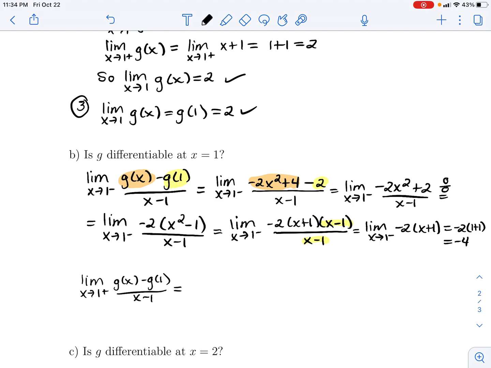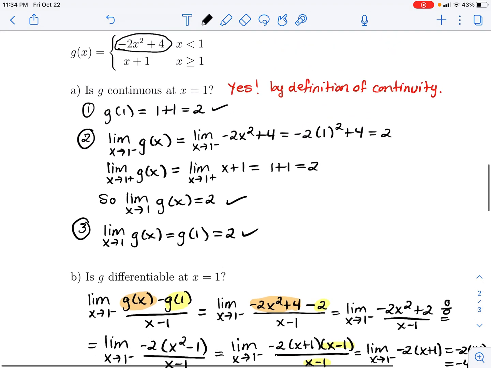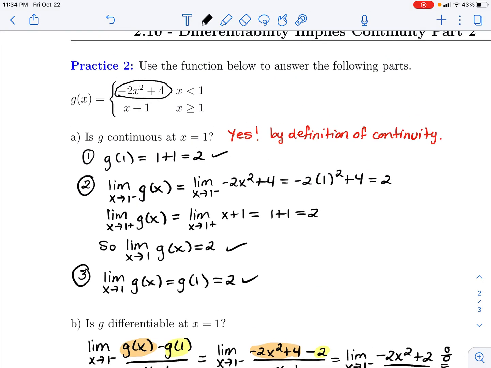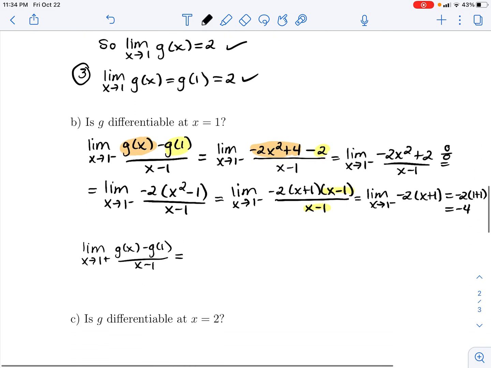Okay, so now we'll consider the right-handed limit. But in this case, I'm not going to use the same g of x, right? Because I'm approaching 1 from the right. So if I'm approaching 1 from the right, I'm going to be using the bottom one instead, right? So when I go to plug in for g of x, I need to be using x plus 1. So I'm going to get that this is the limit as x approaches 1 from the right of (x plus 1 minus 2) all over x minus 1.